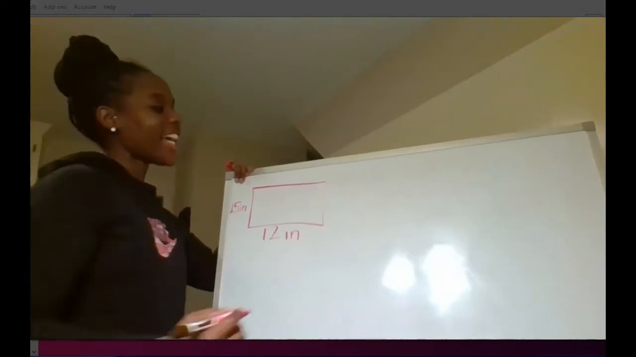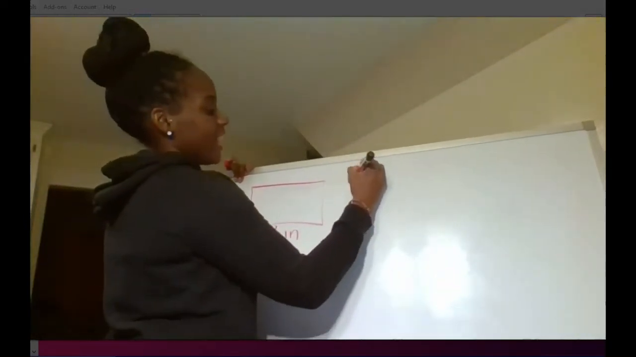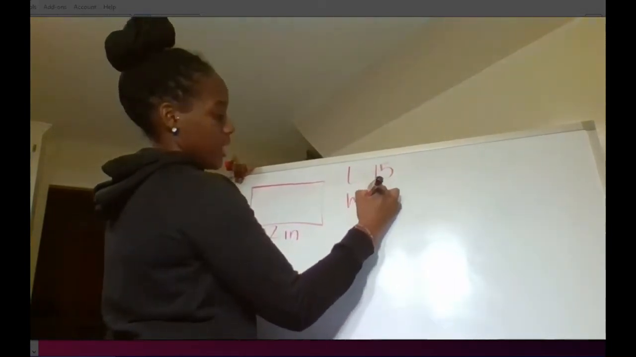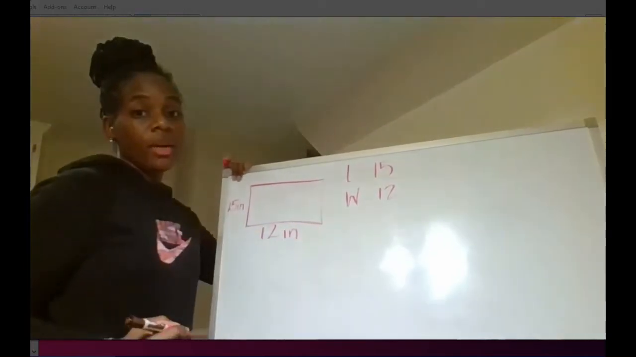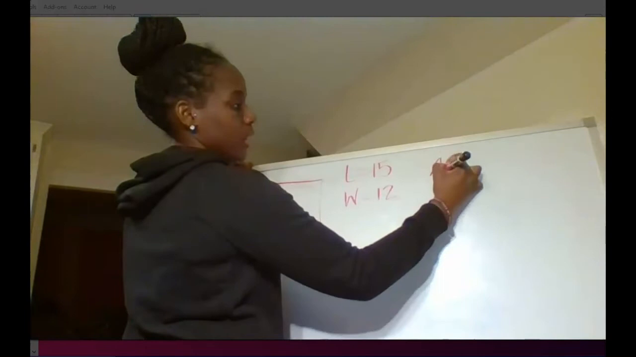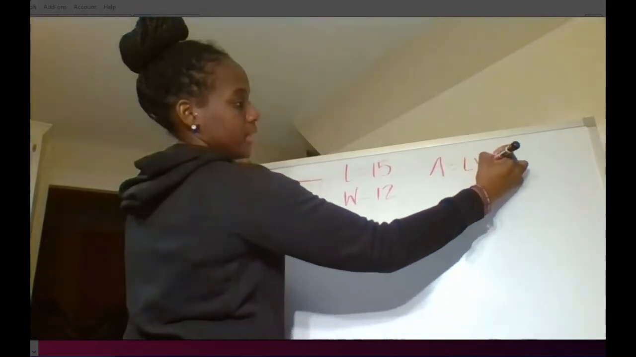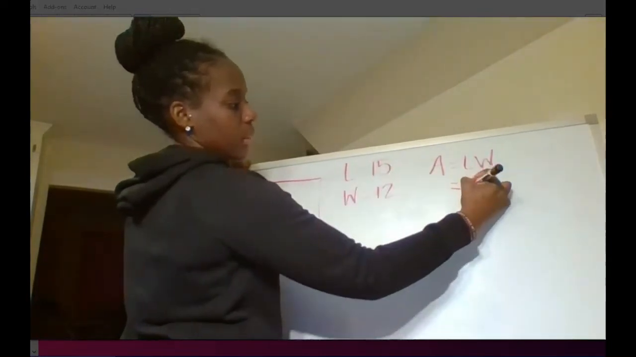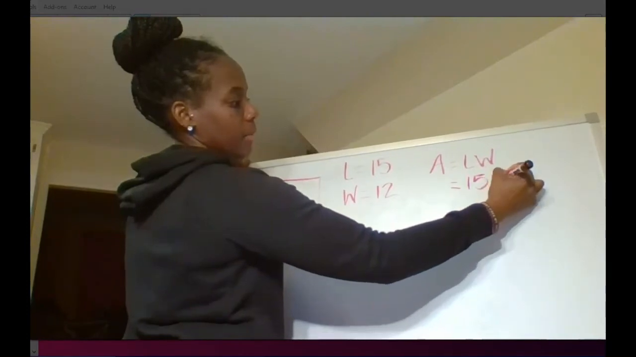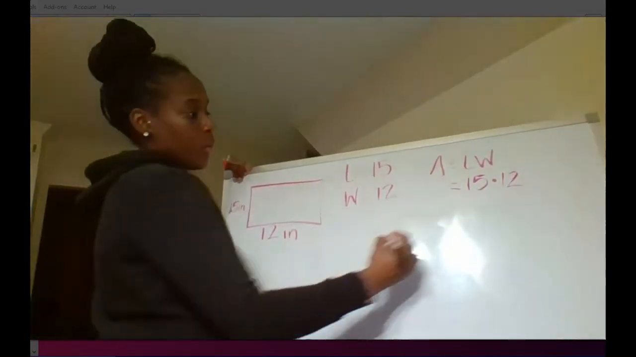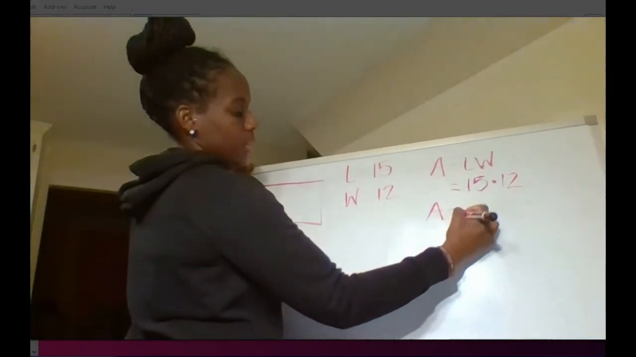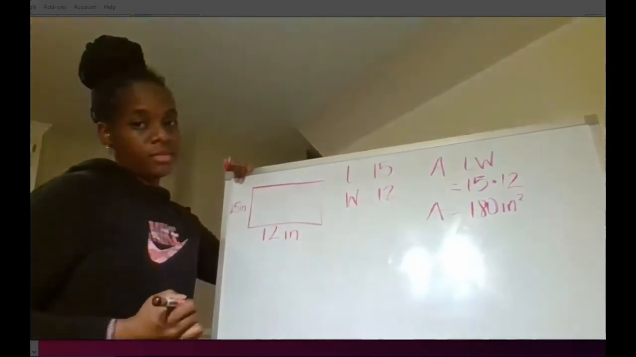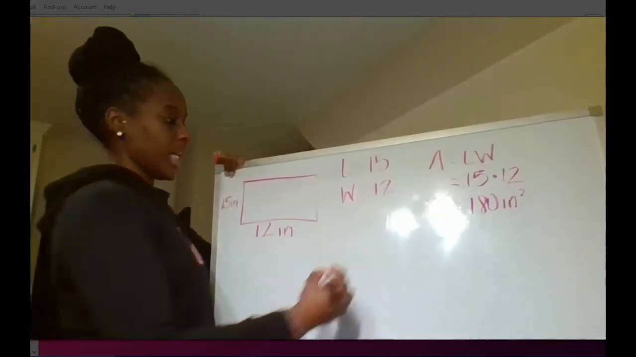So now we're going to go ahead and say that L is equal to 15 and W is equal to 12. Then we substitute that into the equation. A is equal to LW, and L was 15, so we're going to substitute 15 in, multiply by 12. Then the area is going to be 180 inches squared. All right. You might ask, how did I get 180? I just went ahead and multiplied the two numbers.